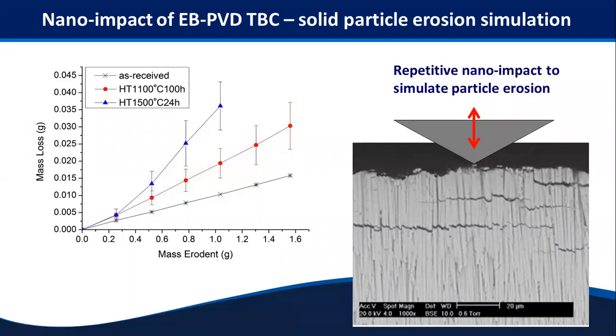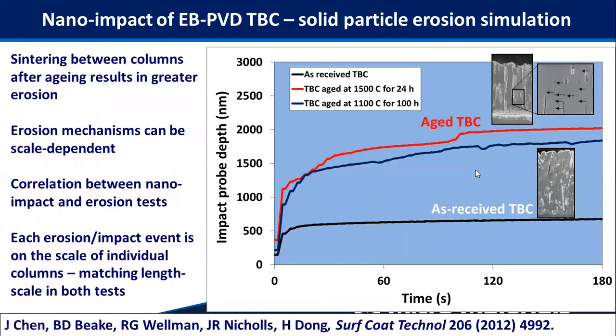So in the TBC example, we want to simulate the erosion test with our impact test. We do this by repetitively impacting on the top surface of the TBC and creating damage, leading to material removal under the tip. And we can do some really rapid tests. In this case, it's 3 minutes. And we get quite a nice correlation between the impact test data and the erosion data.